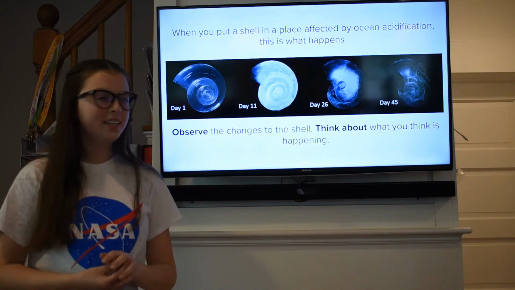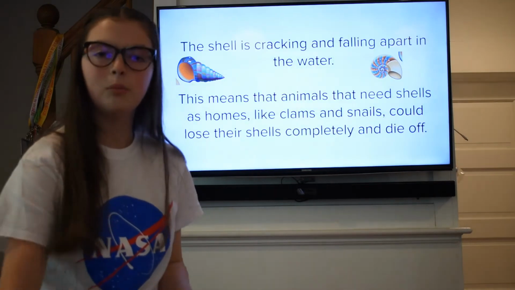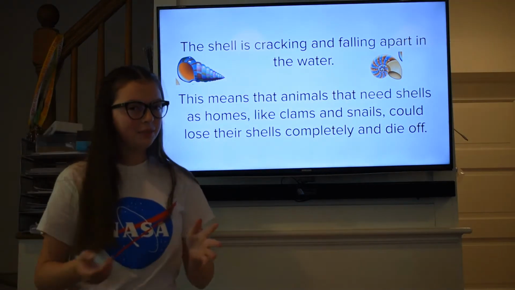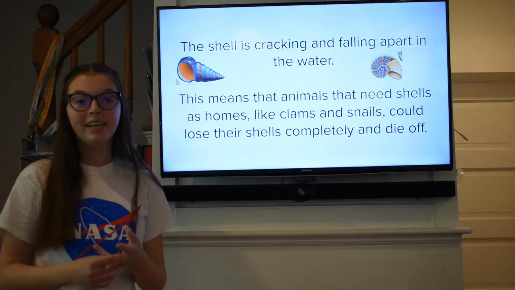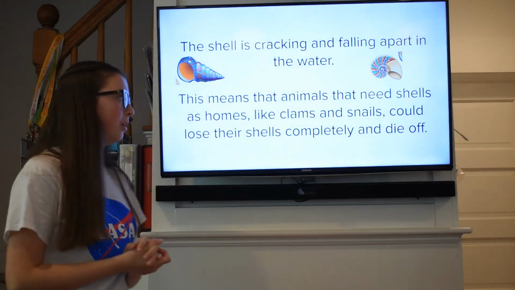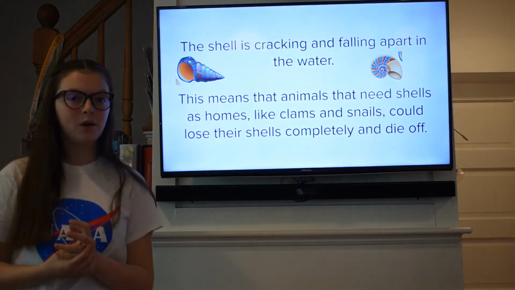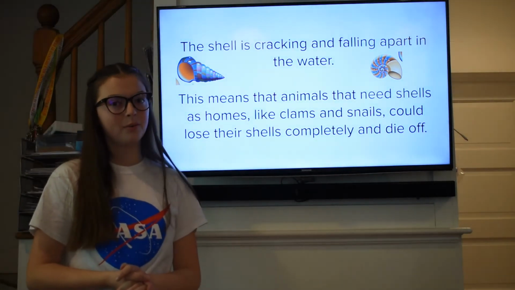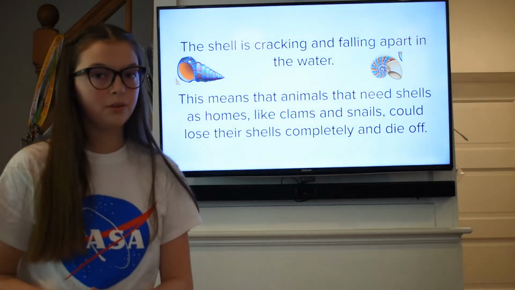Ocean acidification is causing the shell to almost disintegrate. It's causing it to crack and fall apart. And if you think of what lives in shells, we have clams, snails, hermit crabs, maybe you've seen some of them when you've been to the beach. Those things rely on shells for their homes. And so when these shells go away, those animals could lose their homes. So that's another bad thing about ocean acidification.